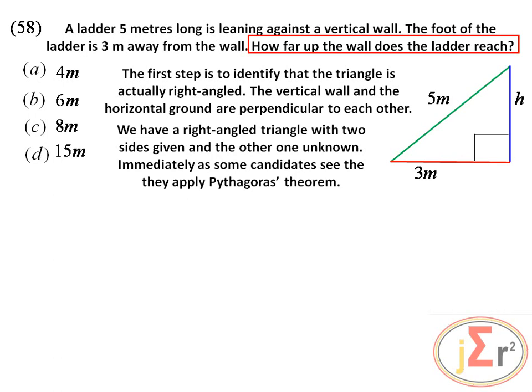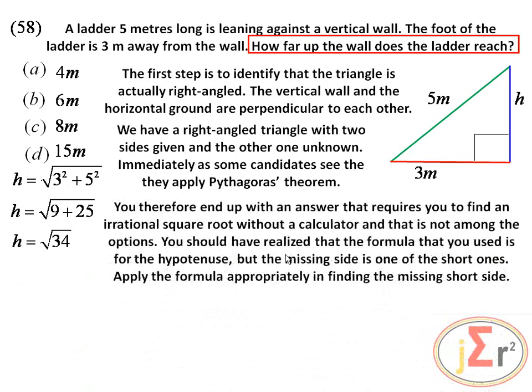Immediately as some candidates see this, they apply Pythagoras theorem. That's what they should do. They are not wrong in applying the theorem. But how? They say H is equal to 3 squared plus 5 squared. 9, because 3 times 3 is 9. 5 squared, 5 times 5 is 25. H is equal to the square root of 34. We therefore end up with an answer that requires you to find an irrational square root without a calculator. Furthermore, that is not among the options.